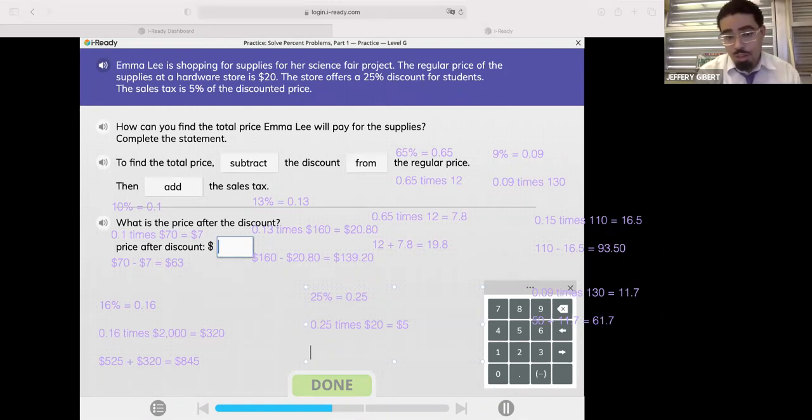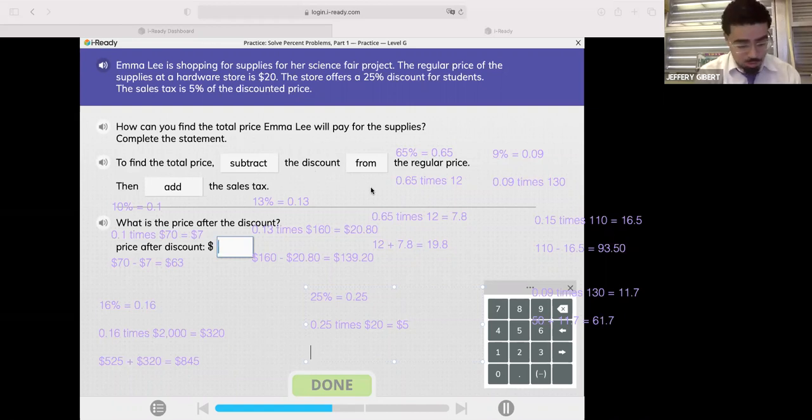Are you going to be adding $5 or subtracting $5 if it's a discount? Gene, I couldn't hear what you said. Thank you, add. No. You subtract. We even said up here, to find the total price, subtract the discount. And remember, a discount means you're paying less money. So whenever you pay less money on something, you're subtracting.